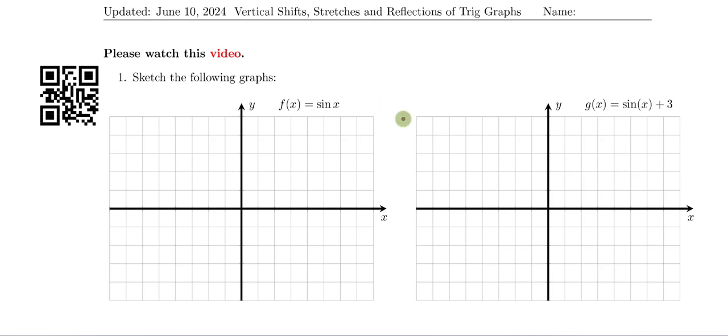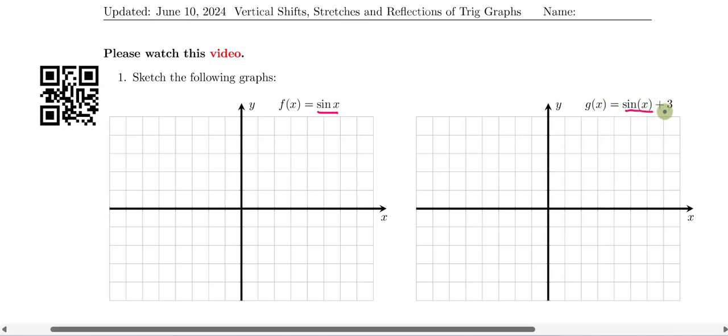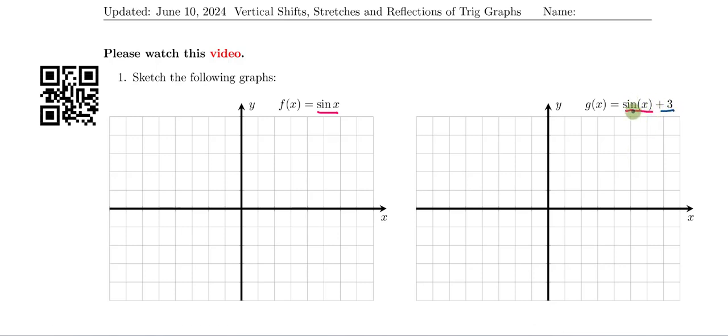The difference between the two is that here we're graphing f of x, and here we have the same sine of x, and then what we have is a plus 3 being added onto the graph of a known function, or being added onto a known function. And so this is going to have the effect of vertically shifting the graph of sine up 3 units.